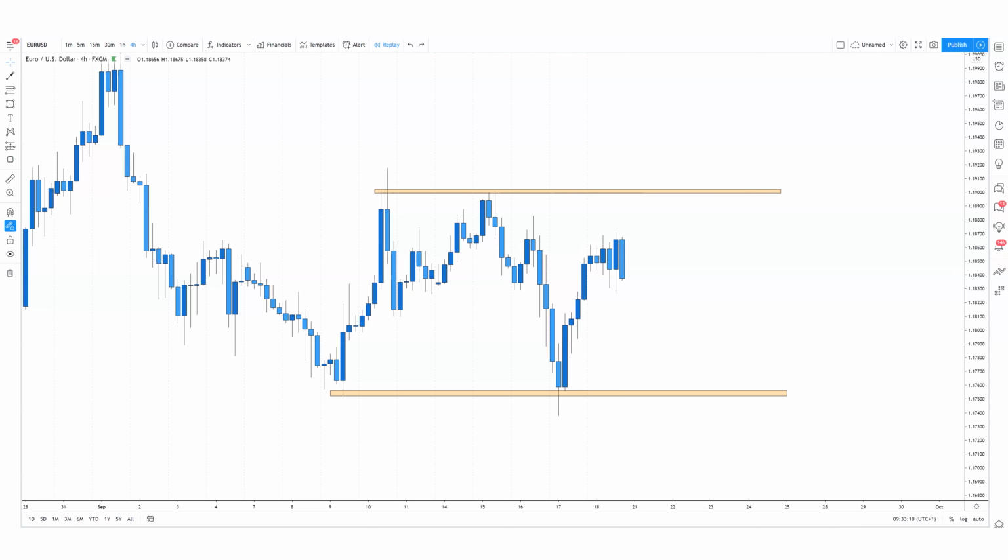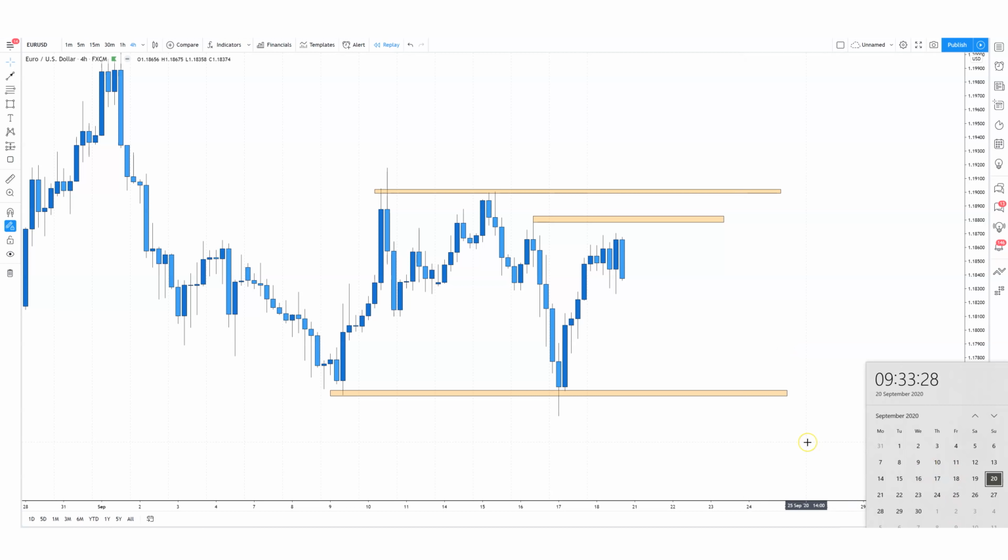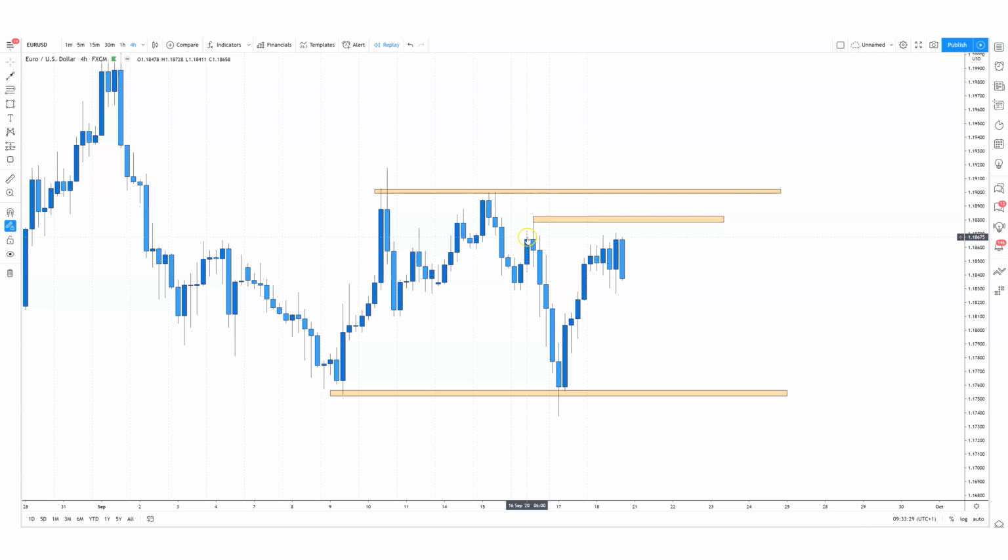Now we can see here on the 17th, so that was on Thursday, the market's made a new structural high, which was within this range. As you can clearly see here, this high was never taken out on the 17th and the 18th. Okay, so the price never made that new high.